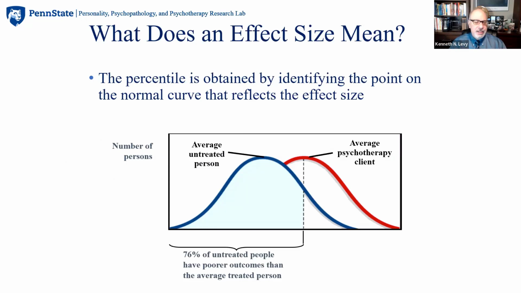And this is a sort of a classic example that I'm showing here, comparing psychotherapy treated patients to untreated patients. And this is sort of a replica from the Glass and Smith studies that showed that psychotherapy led to larger effect sizes than for untreated people, such that 76% of untreated people had poorer outcomes than the average person treated in psychotherapy.